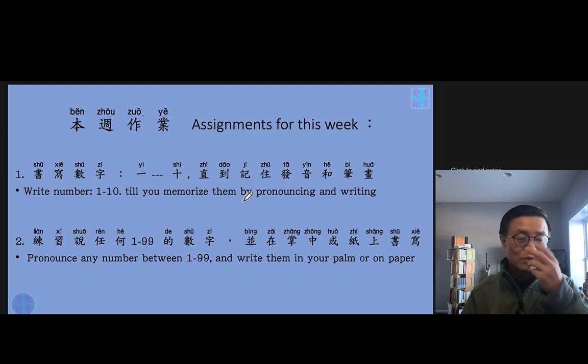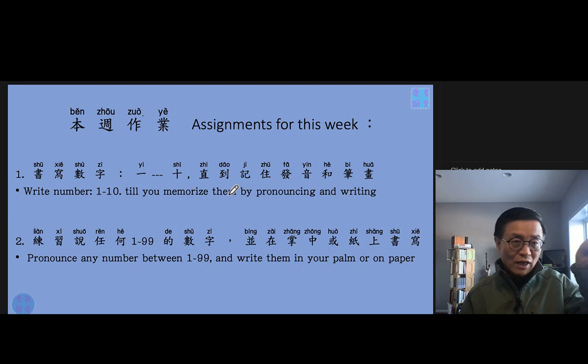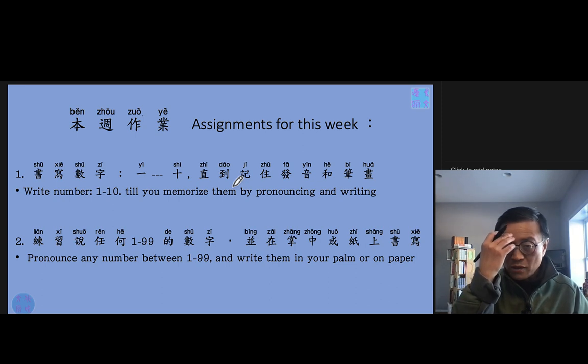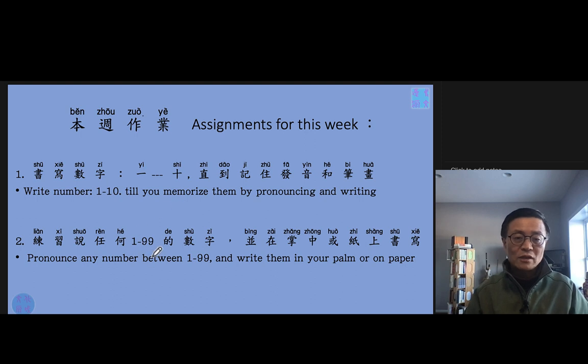When I speak it, when I pronounce it, do you have that picture in your mind? When I say 1, 3, 5, 7, 9, you want to have the picture in your mind. Just try to remember the strokes as a picture, not just stroke by stroke, but an impression of the picture in your mind. After you get this down, take your time to practice combinations of numbers between 1 and 99.